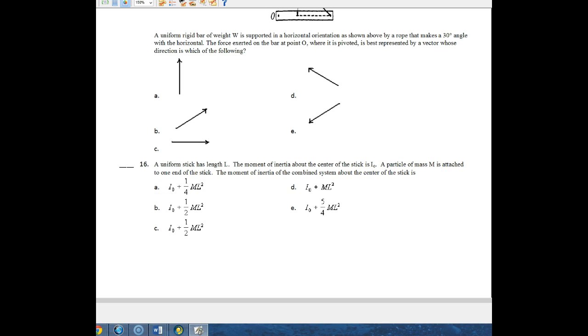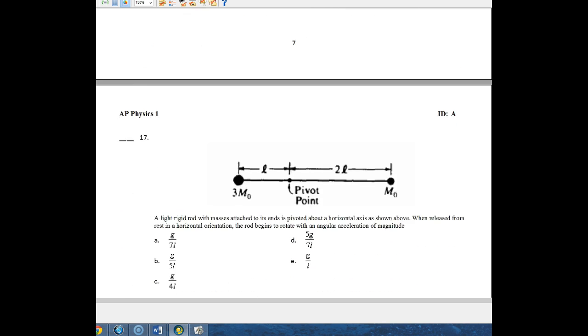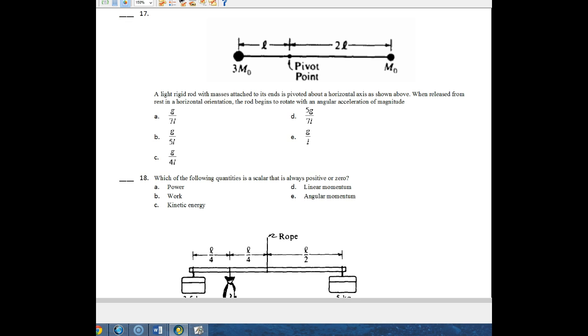For number 17, it's the next problem here. We have a long rod, and this rod is very light, so because it's so light we don't have to worry about its moment of inertia. It is pivoted about the horizontal axis as shown, so pivoted right here. When released from rest, the rod begins to rotate with an angular acceleration of magnitude, so we've got to figure out what that angular acceleration is.